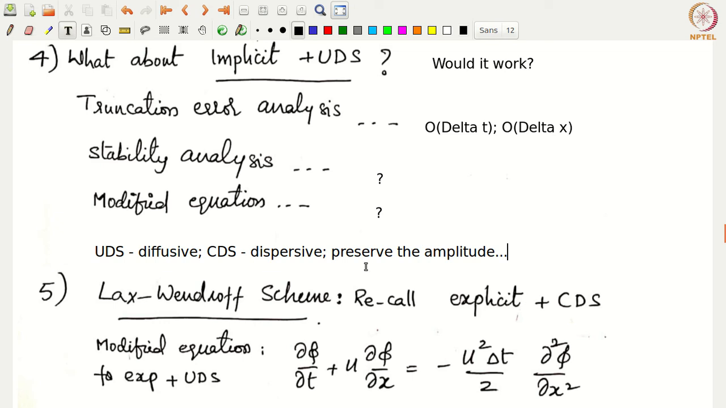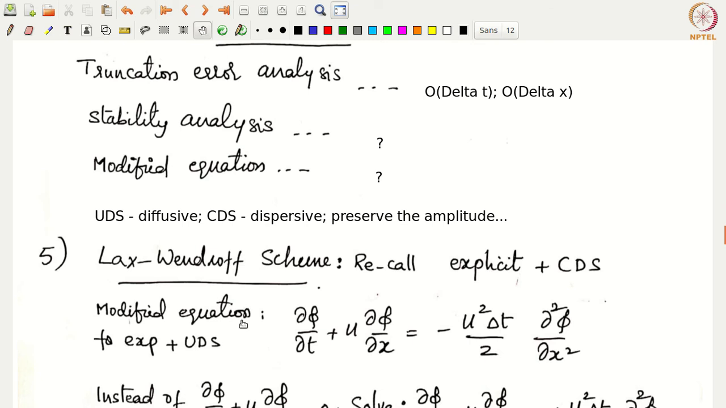Essentially, if you recall the modified equation for the explicit CDS method, what we got was partial phi partial t plus u partial phi partial x equals minus u square delta t by 2 times partial square phi by partial x square. We said this is like a diffusion term, and the negative diffusion coefficient is what is causing the problem in terms of instability. So the idea is, can we get rid of this particular term from this modified equation? Yes, we can.